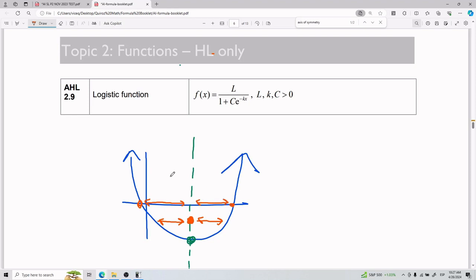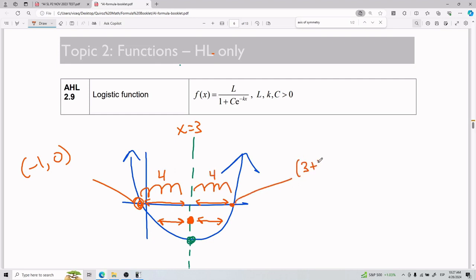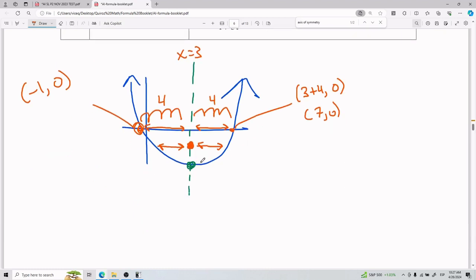And so, axis of symmetry also helps you find zeros. If you know that one zero is at, I don't know, -1, 0, and that your axis of symmetry is at x equals 3, then you say, yeah, so from here to here, it's 4 units. So that means from here to here, it's 4 units. Your other zero has to be at 3 plus 4, so 7, 0. So, look at that. Axis of symmetry is very useful for many different things. In this case, we will use it for finding the maximum point.